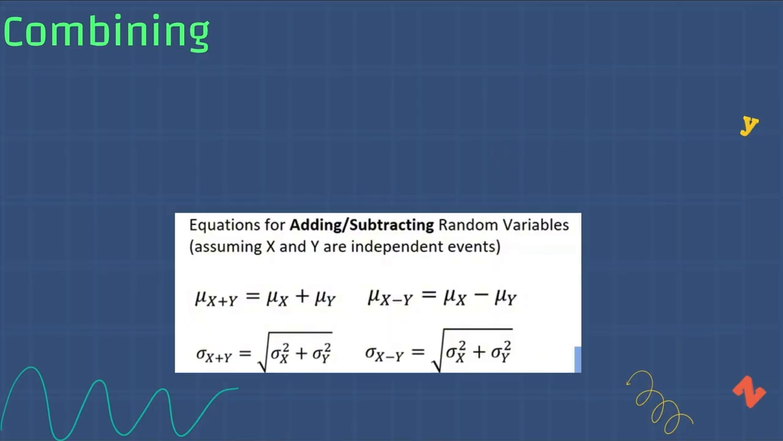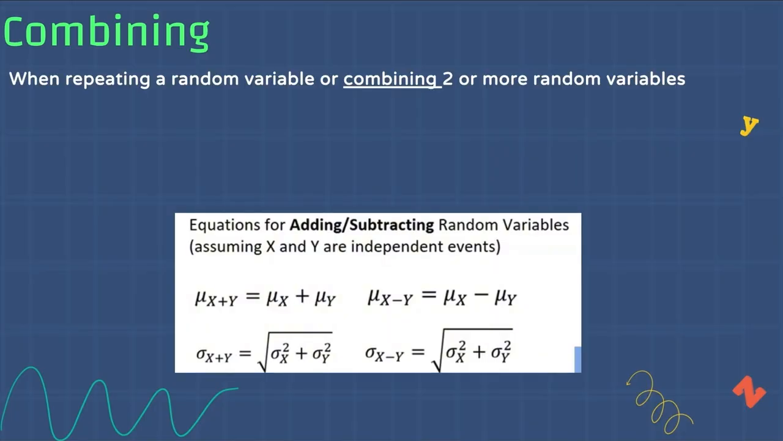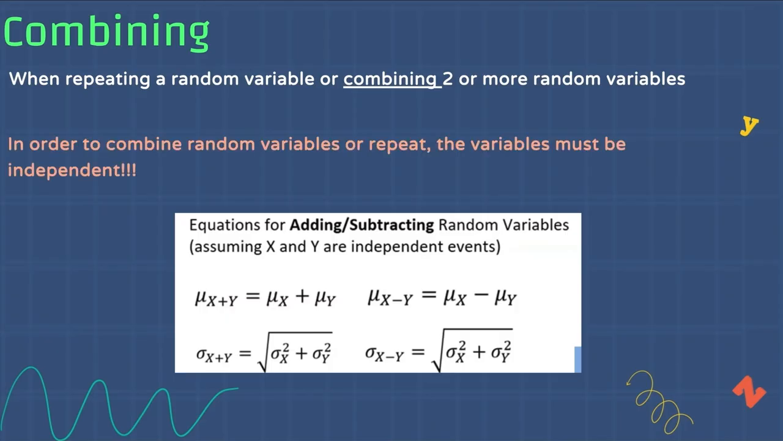So, combining. When repeating, it's when you repeat a random variable or combine 2 or more random variables. In order to combine random variables or repeat them, the variables must be independent. You have to check if they're independent first, and then you can apply these formulas. If you're adding or subtracting 2 different random variables.